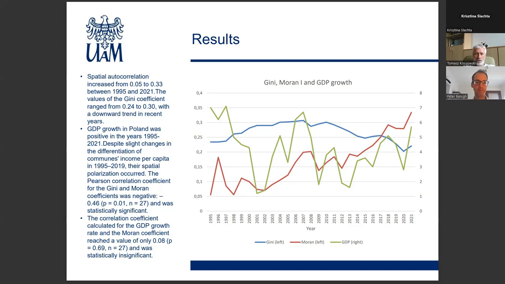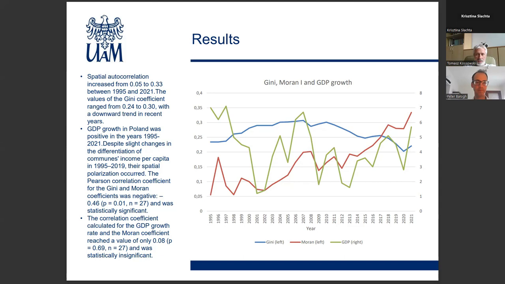Of course, we can try to conclude these results. And unfortunately, the correlation between Gini coefficient and Moran coefficient was negative. So we don't have any relationship between spatial and aspatial, let's say, pattern.